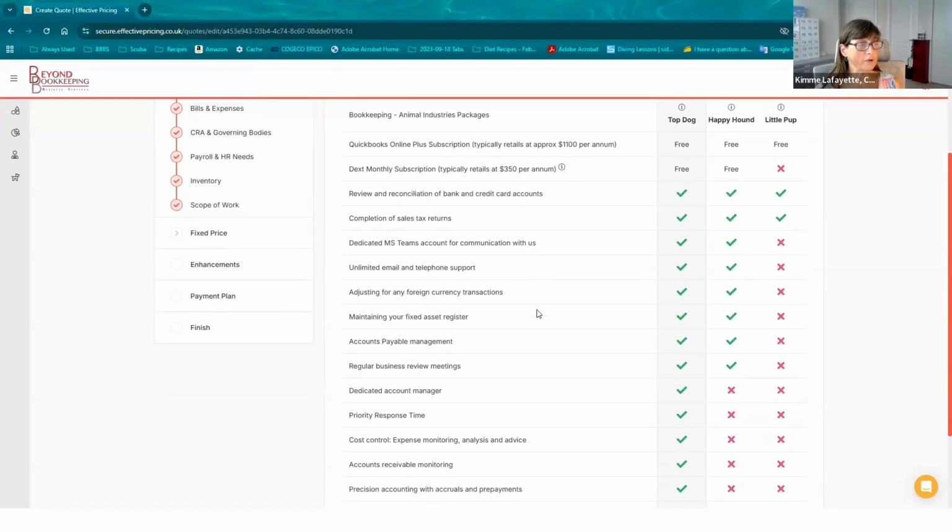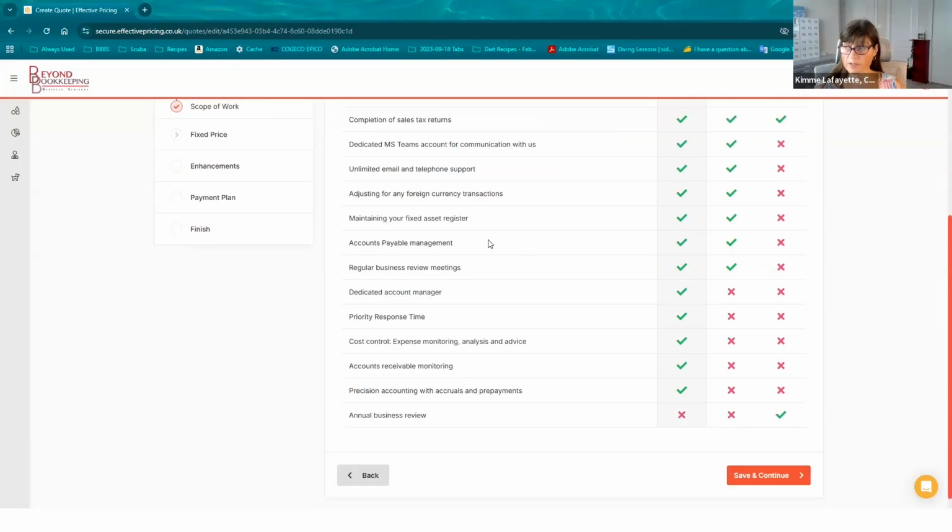If you did have foreign currency transactions, some of your clippers I know can be quite expensive in your industry. We would maintain your asset register for you. The accounts payable that we talked about on one of the previous screens, if we were paying your bills for you and making sure nothing was going overdue, the regular business review meetings.